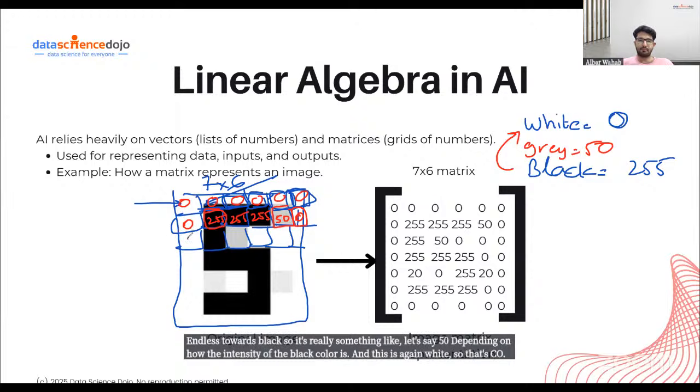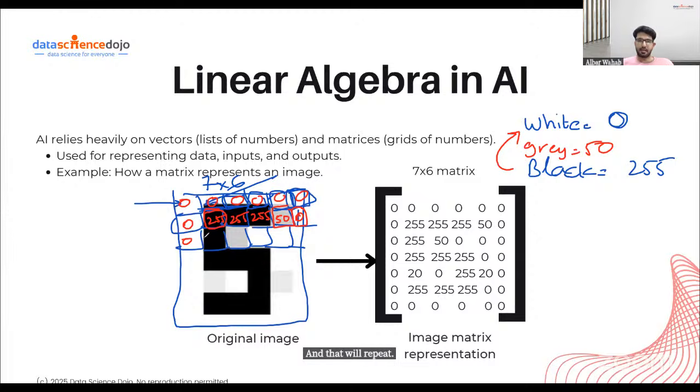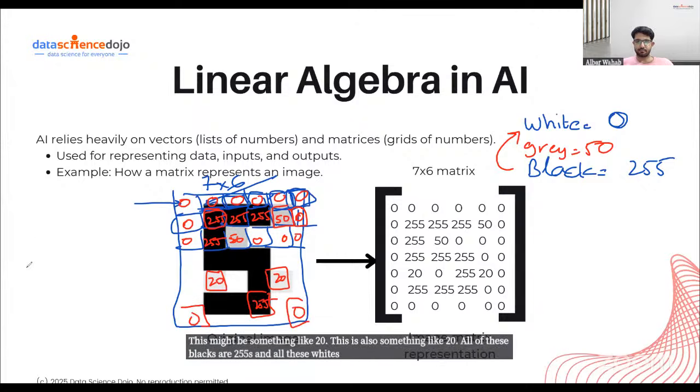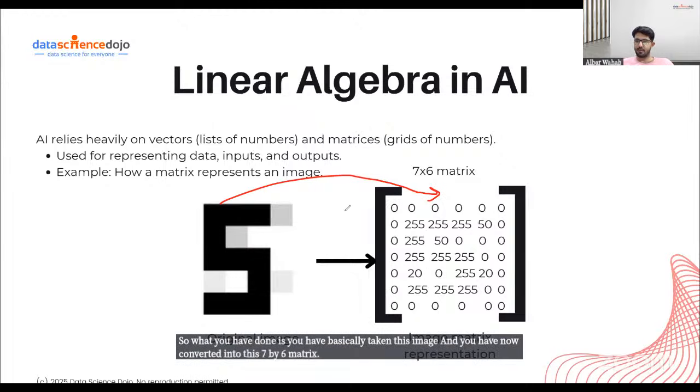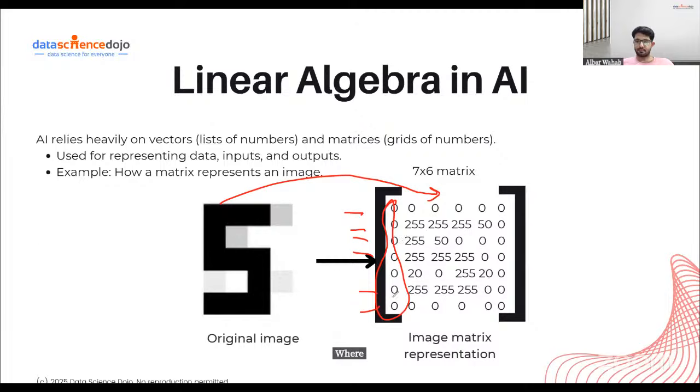And that will repeat for the entirety of the image. So this is something like 50. This is 0, 0, 0. This might be something like 20. This is also something like 20. All of these blacks are 255s, and all these whites are zeros. So what you have done is you have taken this image and converted it into this 7x6 matrix, where you have 7 values over here and 6 values over here.